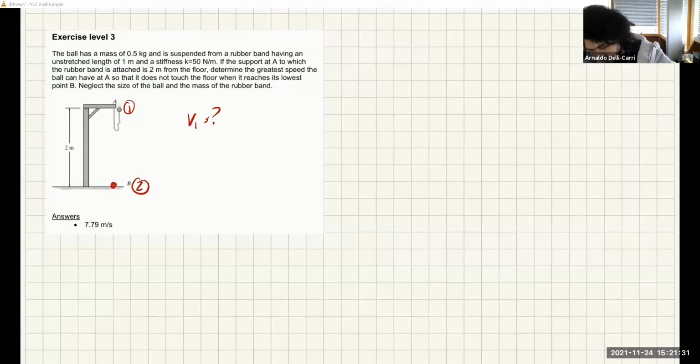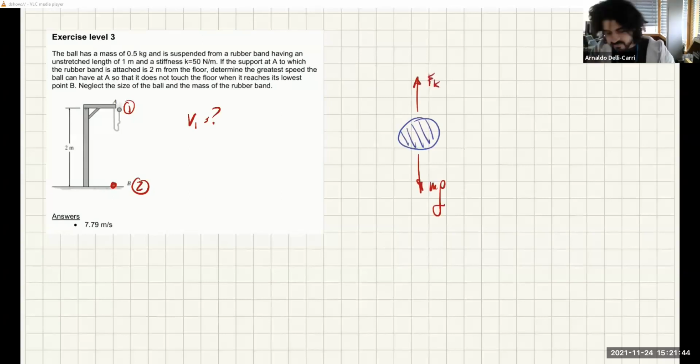Let's do the free body diagram of the ball. Forces acting on it are mg and, of course, Fk, the spring force from the rubber band. Well, now the displacement is going in this direction. Thus, both forces are working. This one is doing positive work. This is doing negative work.